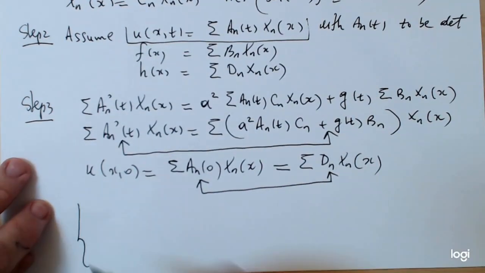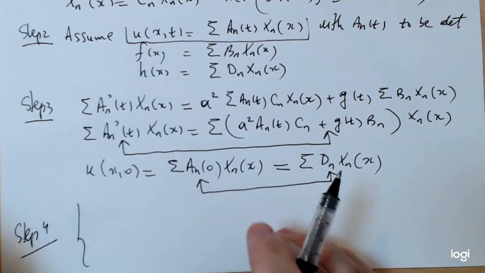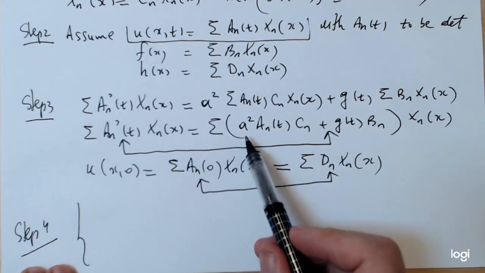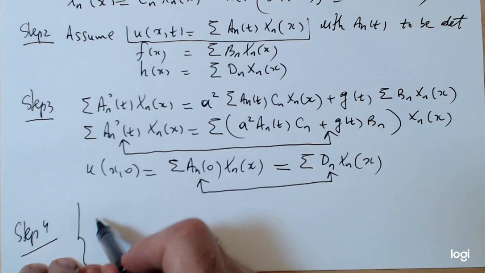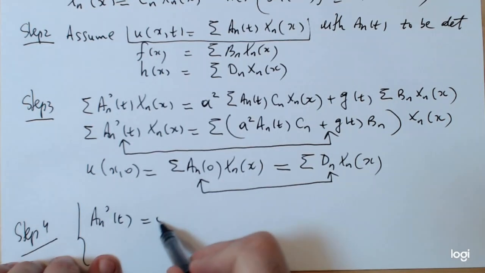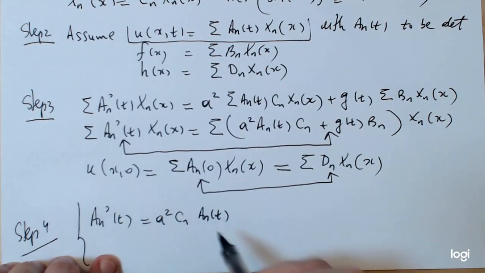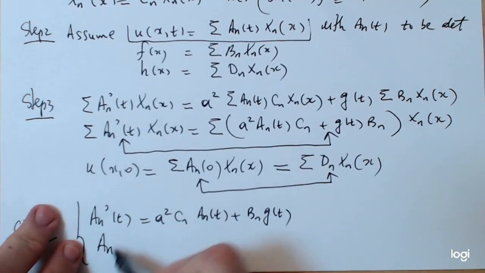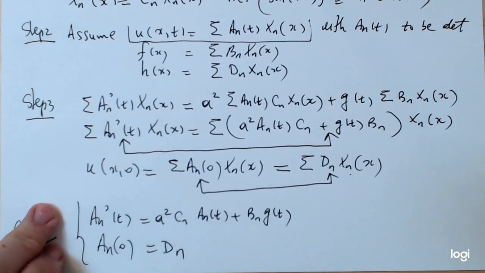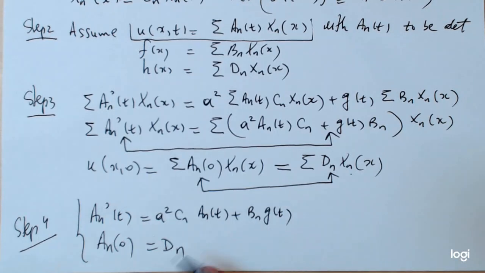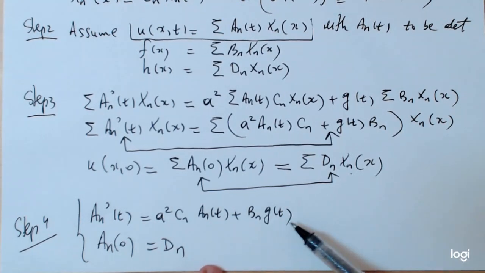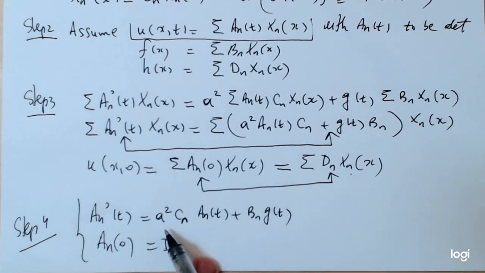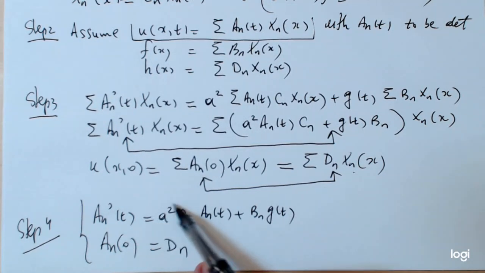So finally, the last step, let's call it step 4, will be to actually solve the initial value problem that gives you an of t. So an prime of t equals a squared cn an of t plus bn g of t, and then an of 0 will be dn. So this could be easier or tedious, really depending on these Fourier coefficients. And of course, what g of t is. I should emphasize, though, that it's not actually overly difficult because lots of these guys are constant, right? So although this could be a tedious term, cn and dn, this is just a constant, a squared times cn.